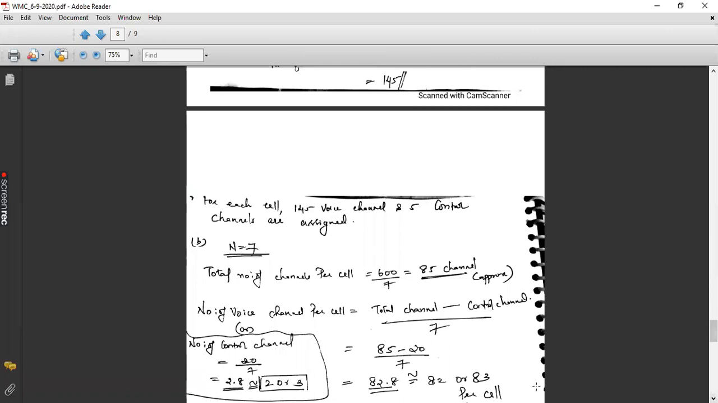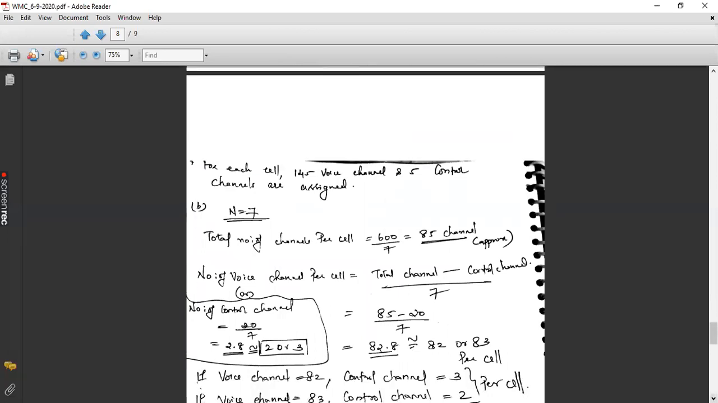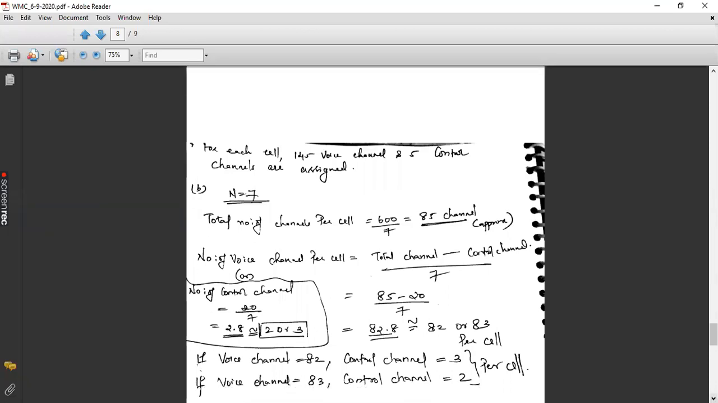We know that the total number of channels that we have for the entire cellular system is 600. Divided by 7, approximately it will come around 84 point something or 85. You check what is 600 by 7. 85.71, sir. Okay, 85.7. So you take 85. Even you can take 86 also, but accordingly the answer will change. No issues. So you have taken 85 as the total number of channels allocated per cell.